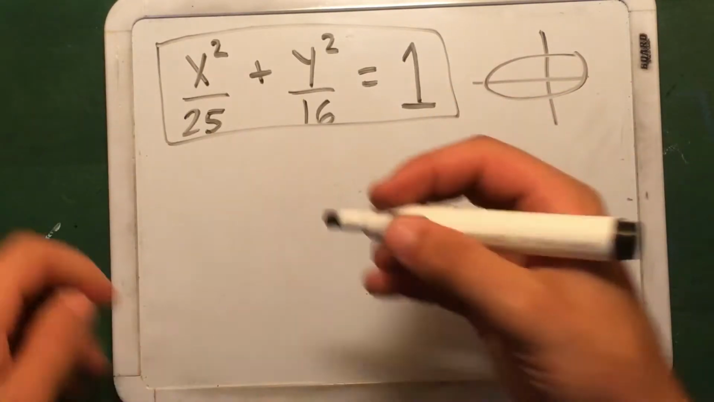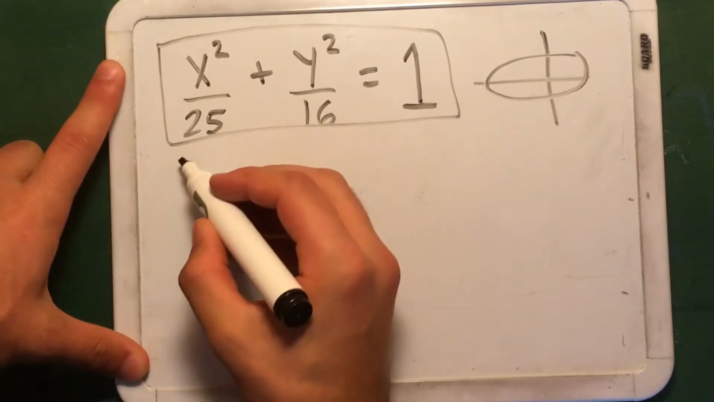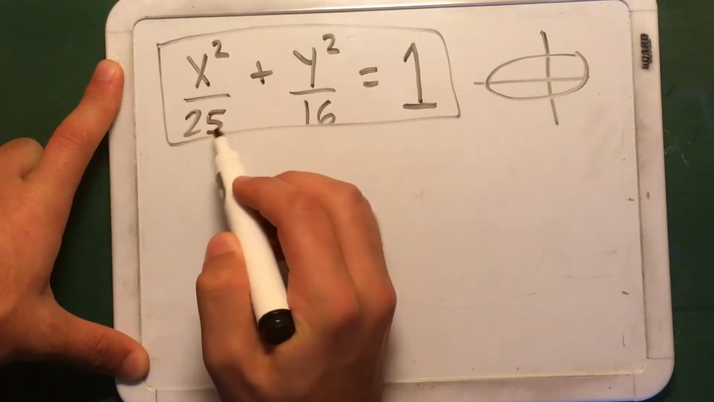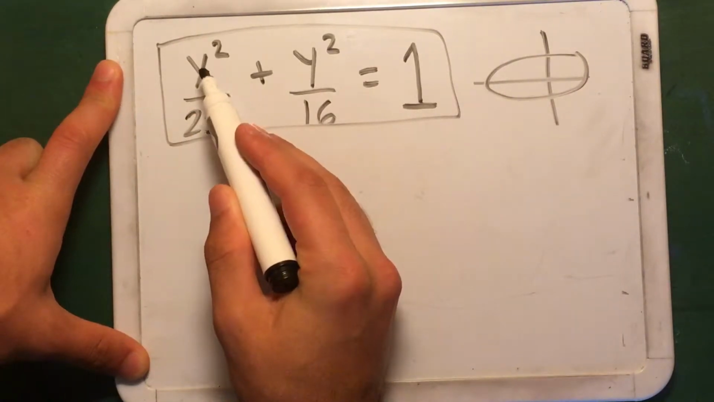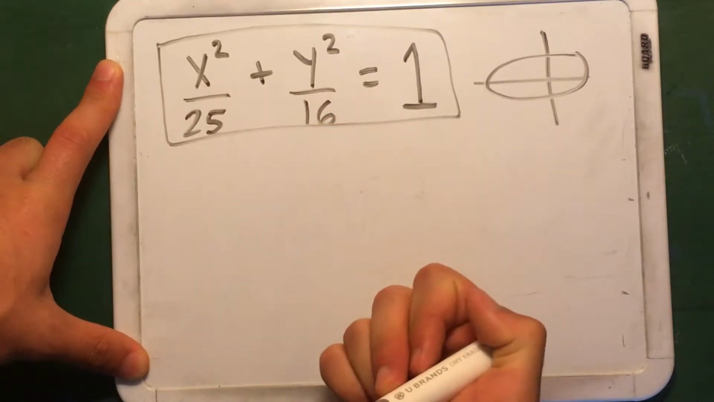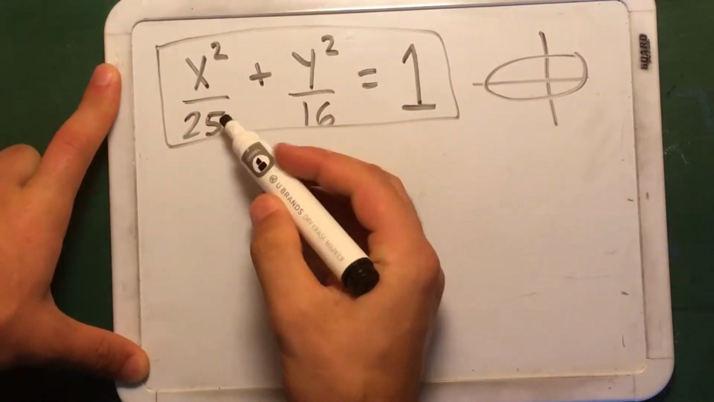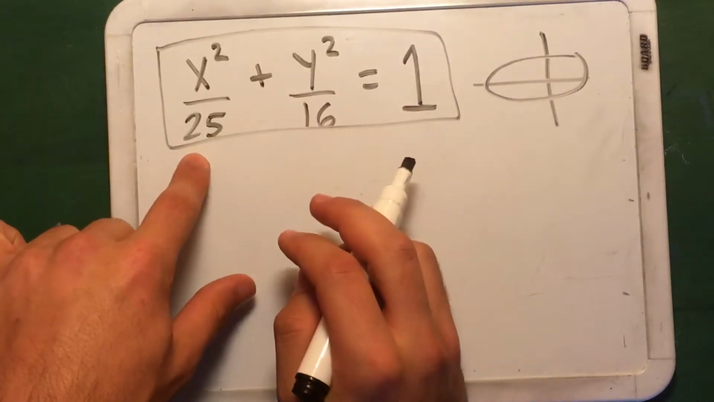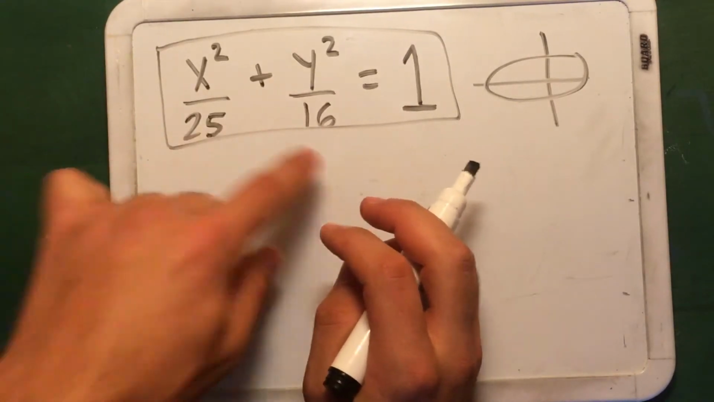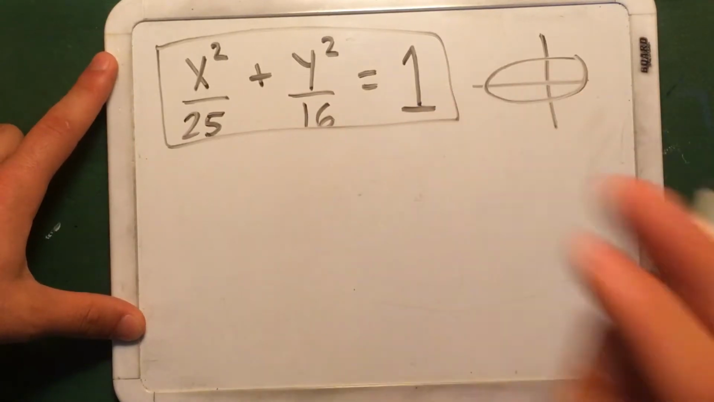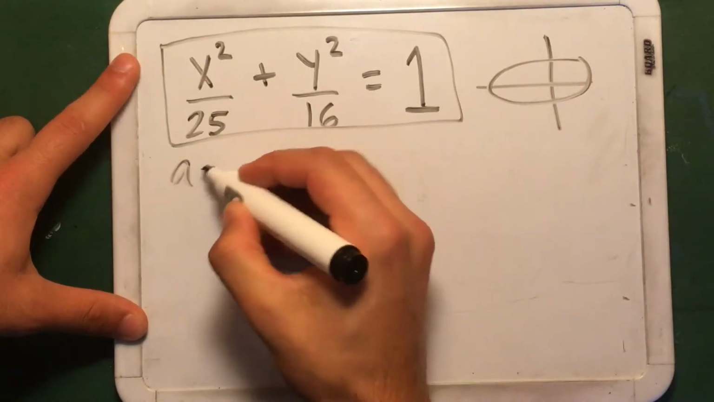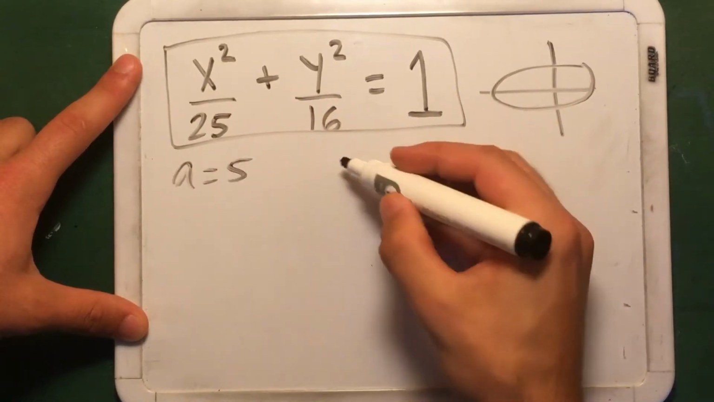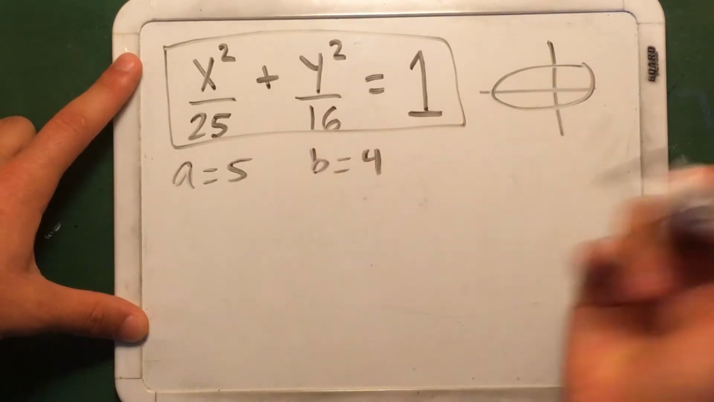Okay, so let's start with finding A, B, and C. So A is the greater denominator and it's under x squared. That's how we found out it was a horizontal ellipse. So A is the one under, A is the biggest one. We take the square root of that because right here it's A squared and this is B squared. So we take the square root of both to get just A and just B. So A is going to be 5, square root of 25 is 5. B is going to be 4, square root of 16 is 4.